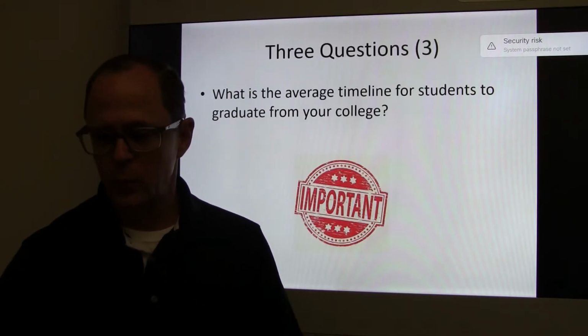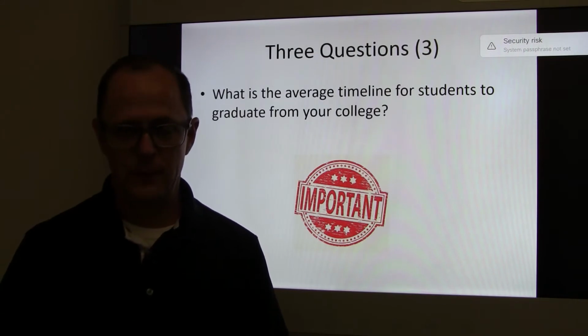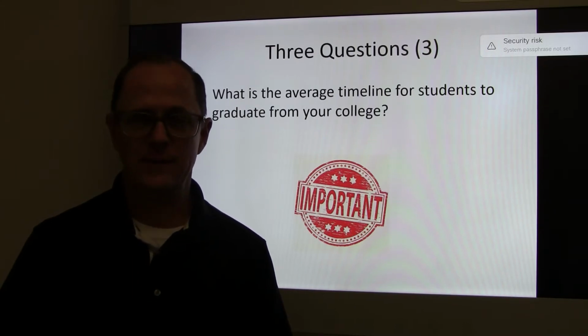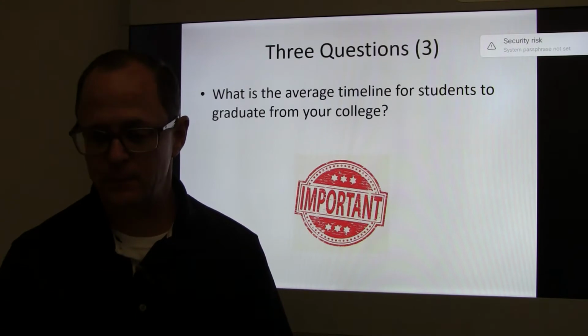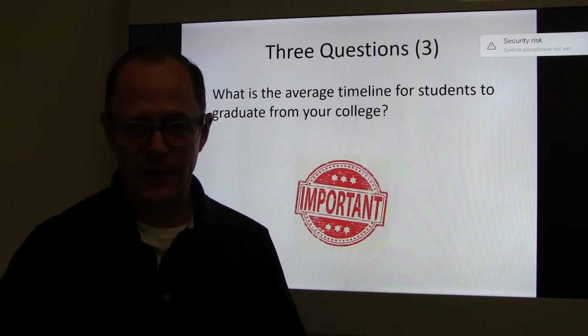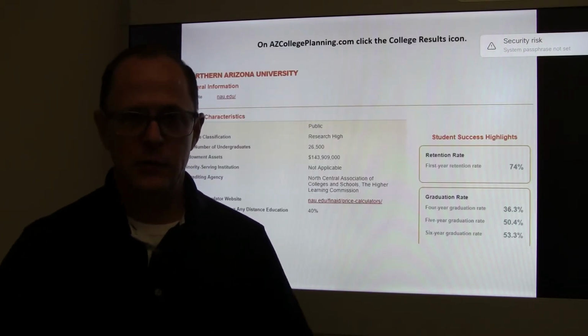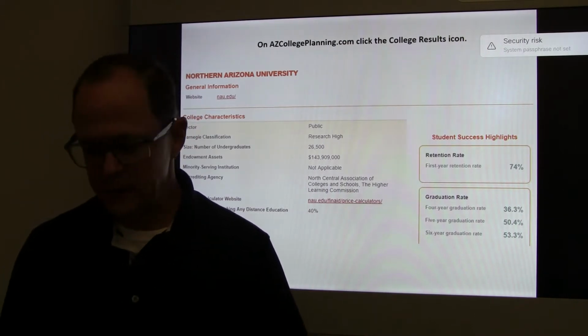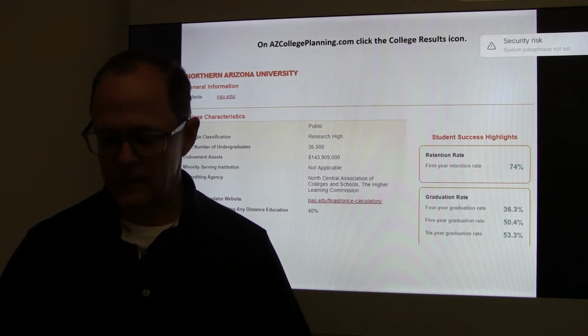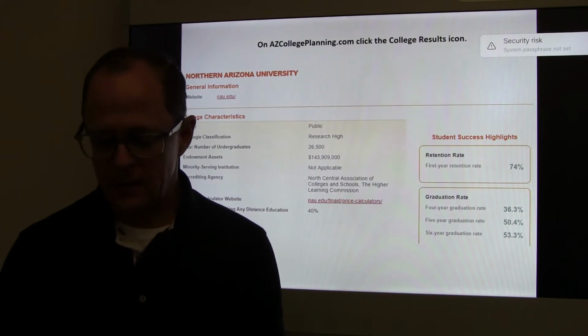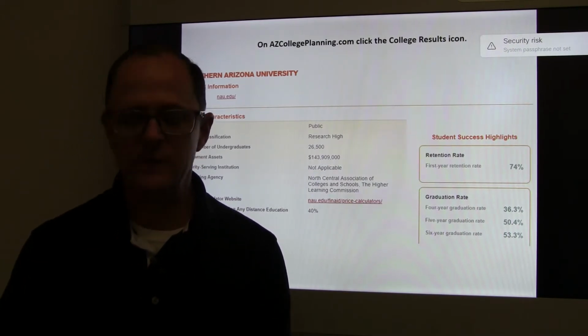And the third question, which is probably the most important of the three questions, is: what is the average graduation timeline? How long is it going to take my student to graduate from your college? If you go to my website, AZCollegePlanning.com, and click on the college results button, you can type in the name of any college and it will bring you to this page, and you can read some of the data that's on here. And this one happens to be NAU, and NAU's 4-year graduation rate is 36.3%. And their 6-year graduation rate is 53.3%.